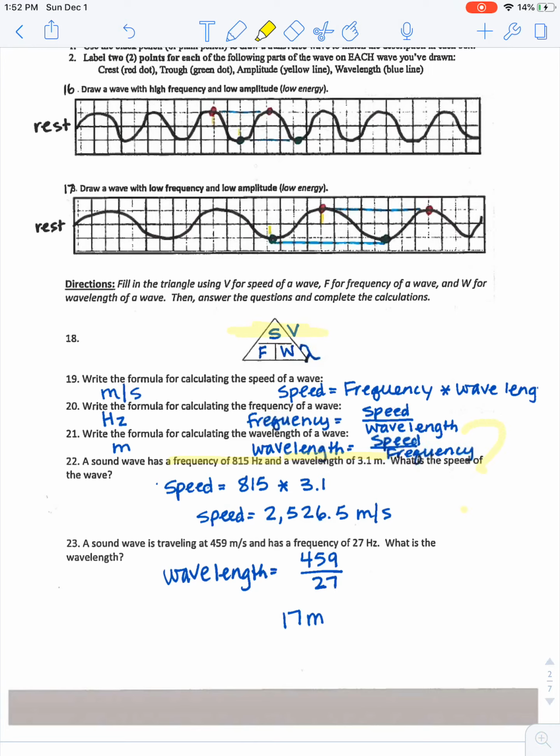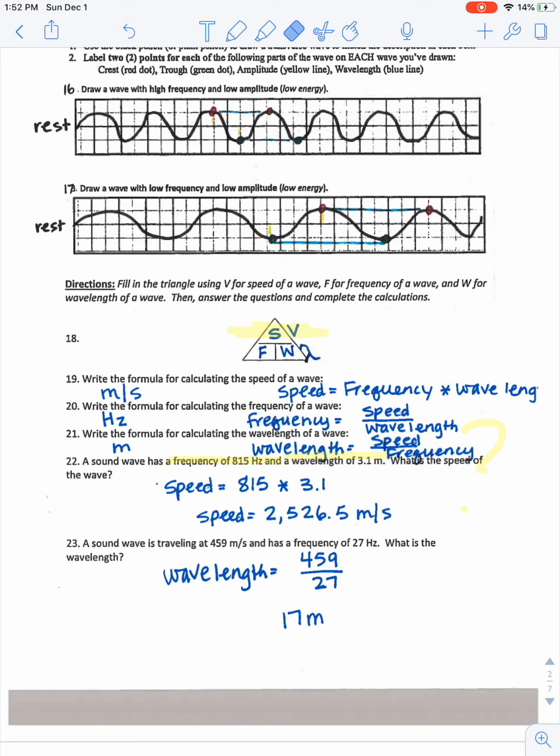If I cover up my S up here, I have my F times my W. 815 hertz times 3.1 meters would give me a speed of 2,526.5 meters per second. The meters per second unit would be my speed, just like you drive a car like miles per hour or kilometers per hour. This is meters per second.